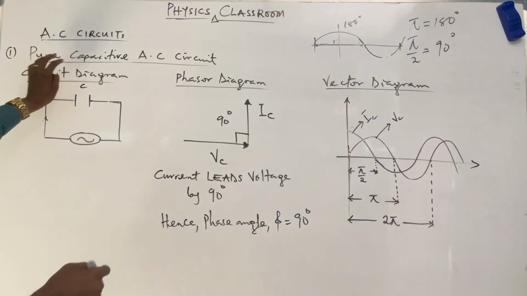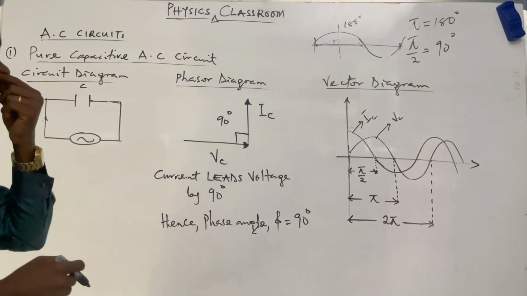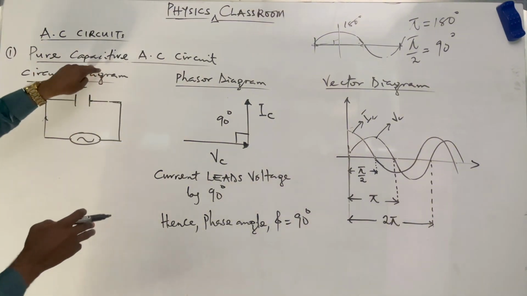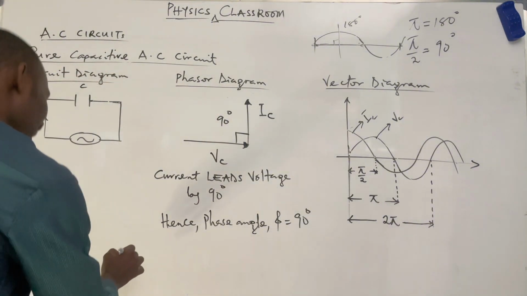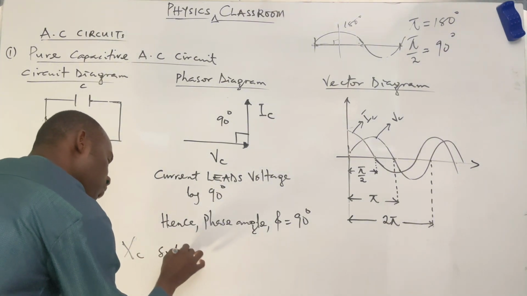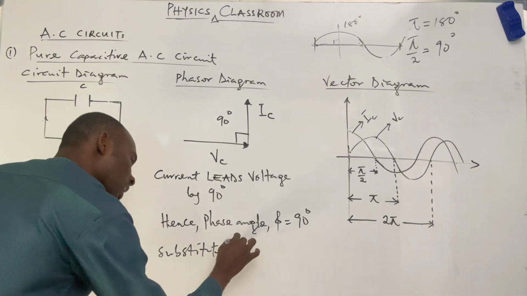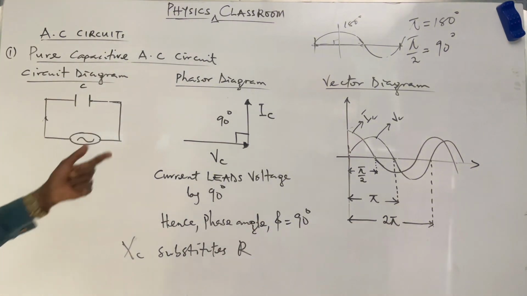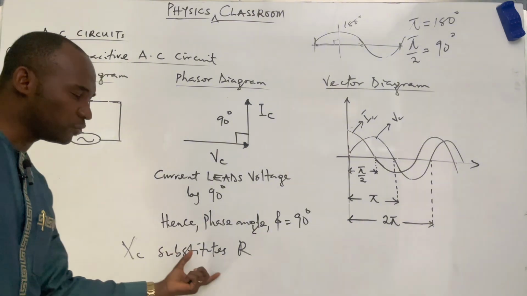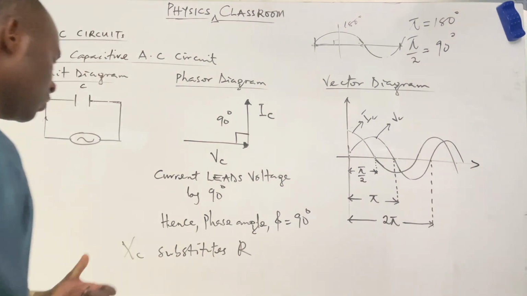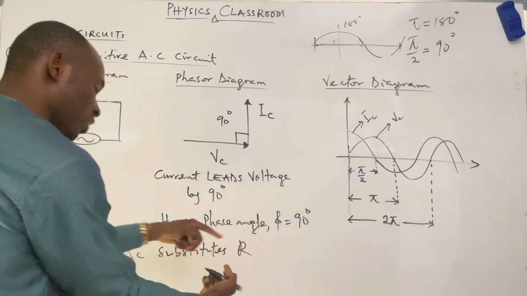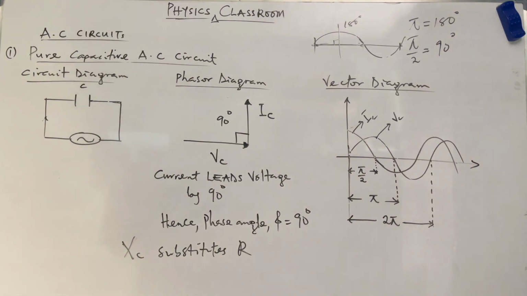Now, we're dealing with pure capacitive AC circuit. Since it is in terms of capacitance, XC substitutes R in pure capacitive AC circuit. XC, what is XC? Capacitive reactance substitutes resistance. So in that regard, wherever we are to put resistance, it will change to what? Capacitive reactance.